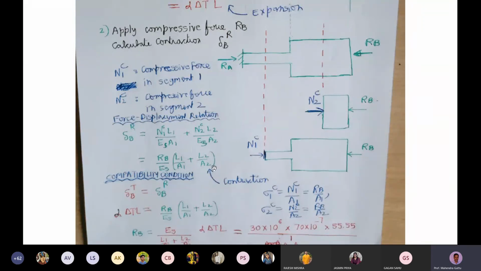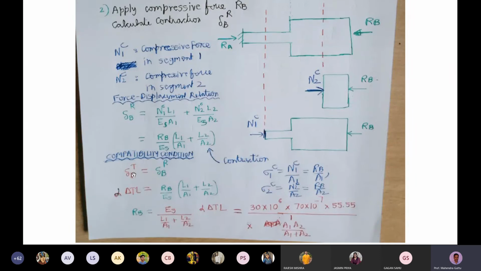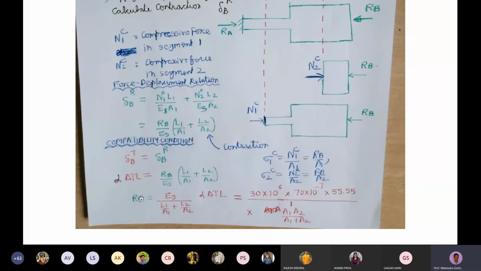This contraction should be such that it balances out the expansion caused by the temperature rise. That expansion due to temperature rise is delta BT, and the contraction is called delta BR. So this is the compatibility condition. We have expansion as alpha delta T L, and the contraction due to the compressive force is RB by ES times L1 by A1 plus L2 by A2. From this we can get the compressive force RB: sending ES to the right hand side, and L1 by A1 plus L2 by A2 to the denominator. On the left hand side we'll have ES by L1 by A1 plus L2 by A2, into alpha delta T L.